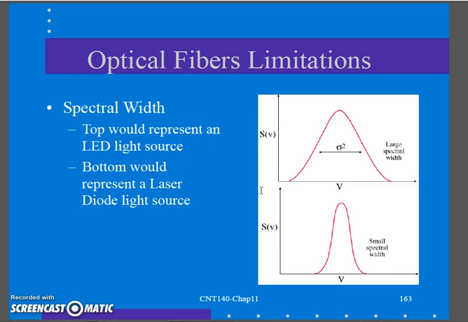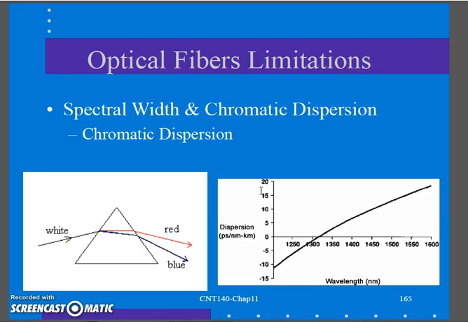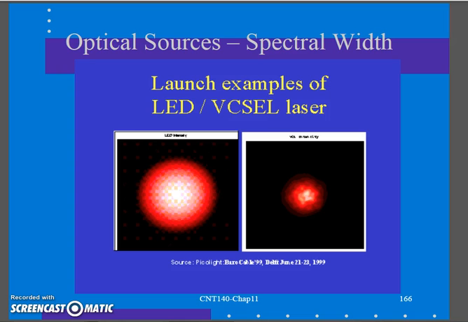And here it shows you in graph form a large spectral width versus a small spectral width. That's one way to control chromatic dispersion: different wavelengths refracted differently. Fiber core gradient index will refract different wavelengths of light differently, and they'll get to the end at different times. And here it shows you again chromatic dispersion. But here's the telling picture: your LED light source versus a VCSEL.